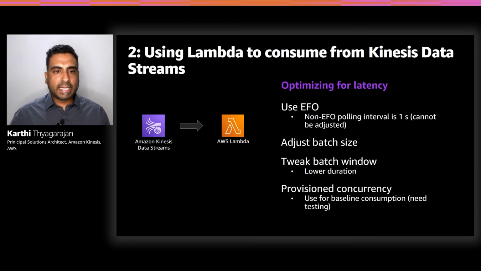And as I mentioned in the last slide, both batch size and batch window should be set to their lowest values if you have a latency-sensitive application. That way, the Kinesis Lambda integration hands batches of records much more quickly to your Lambda invocations. And lastly, if you want to reduce the Lambda startup time, then you can actually use something called provisioned concurrency. This is a capability that is available in AWS Lambda.